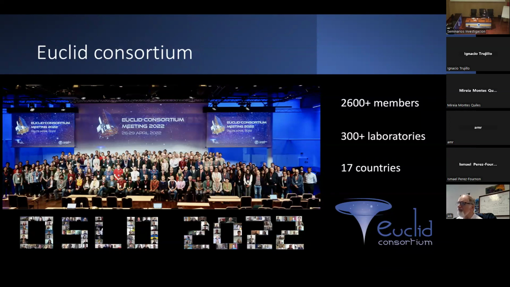Now I'll tell you a little bit about Euclid. So Euclid is a huge collaboration, 2,600 members, that's a lot. 300 laboratories, 17 different countries. It's mostly Europeans, 14 European countries, and then there is also the US, Canada, and Japan that are involved.